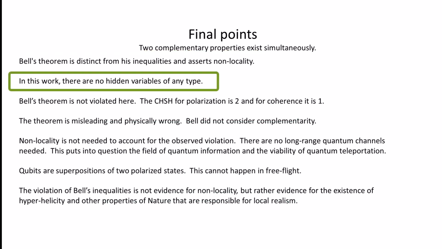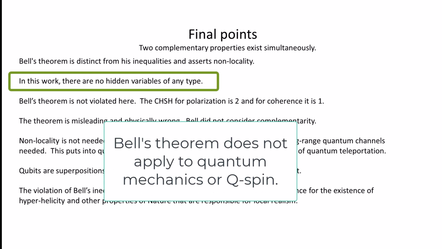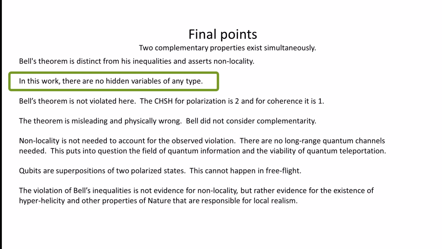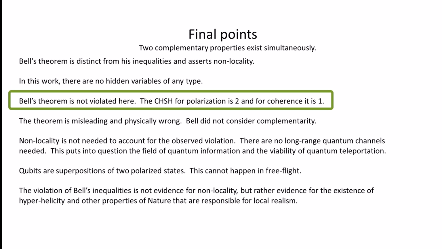In this work, there are no hidden variables of any type. This formally means that Bell's work is not applicable to Q-spin and leads to non-locality as the only recourse to account for the violation of Bell's inequalities. This is challenged by defining hyper-helicity. Even so, Bell's theorem is not violated here.